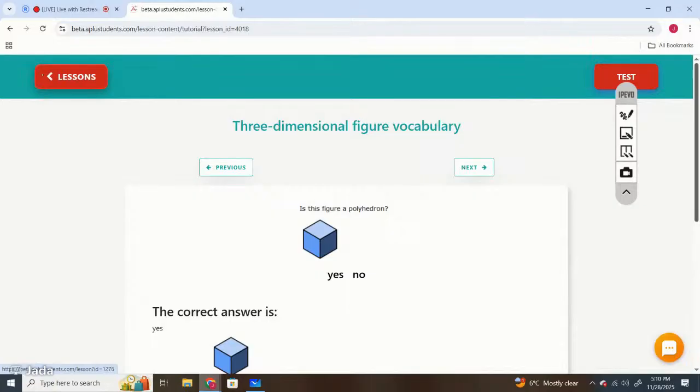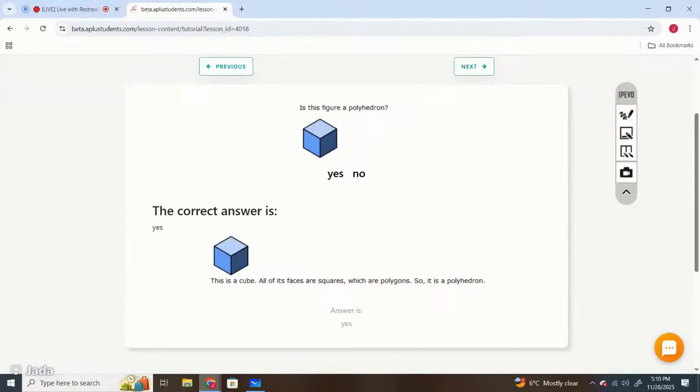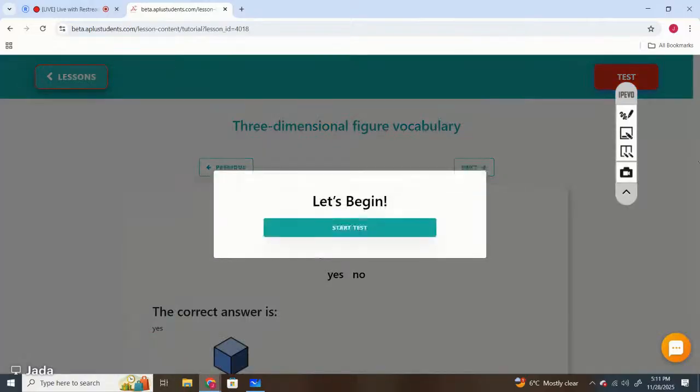Is this shape a polyhedron? So the correct option is: this is a cube. All of its faces are square, which are polygons. So it is a polyhedron, right? That is the polyhedron. Let's just start with the test questions.